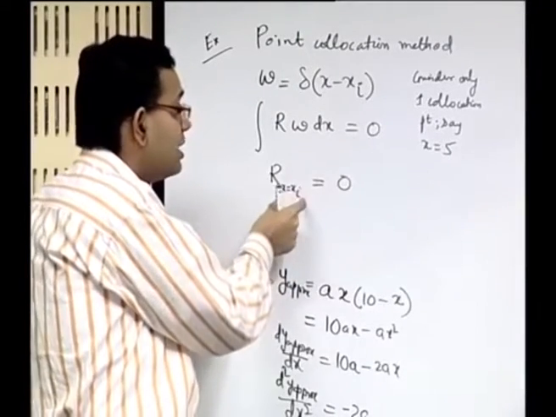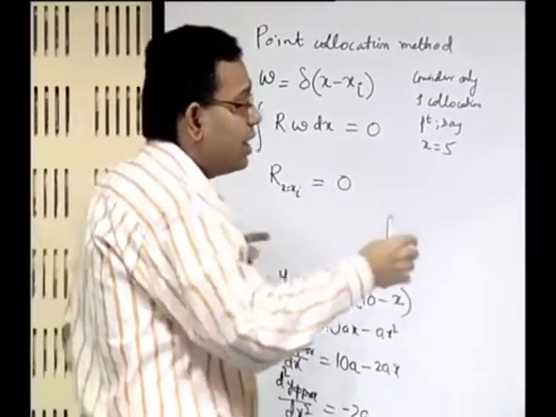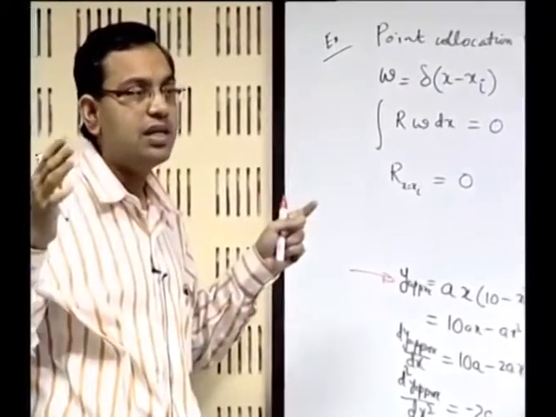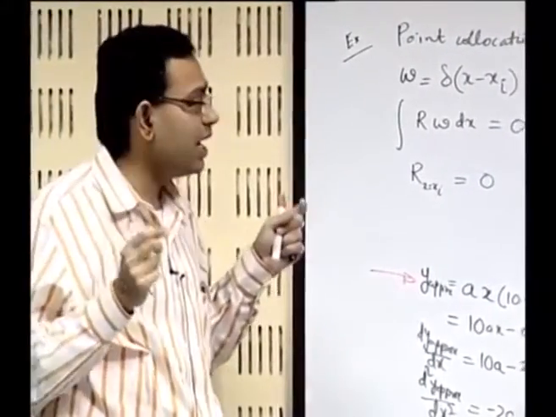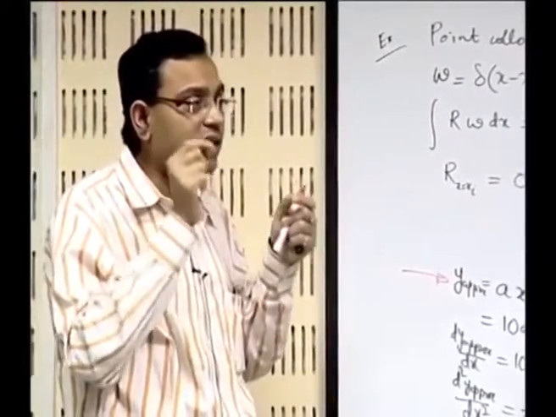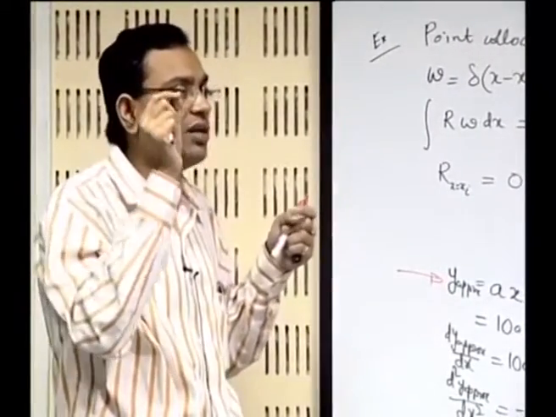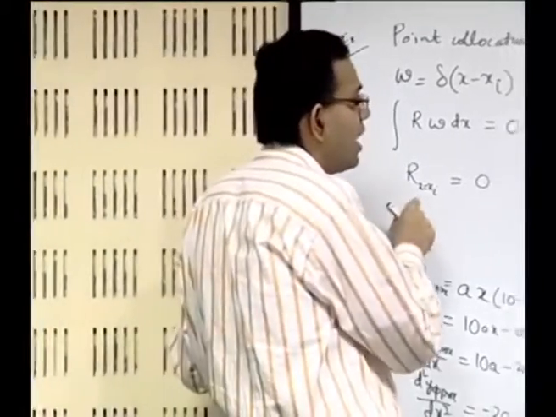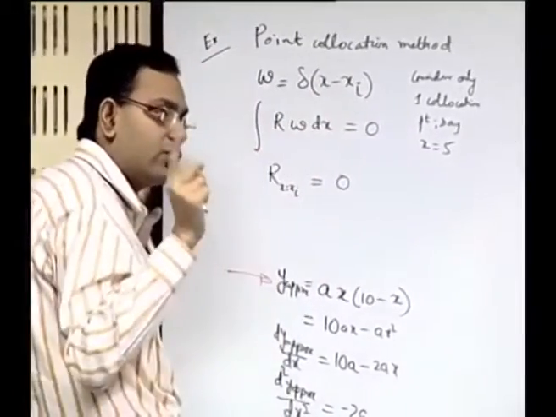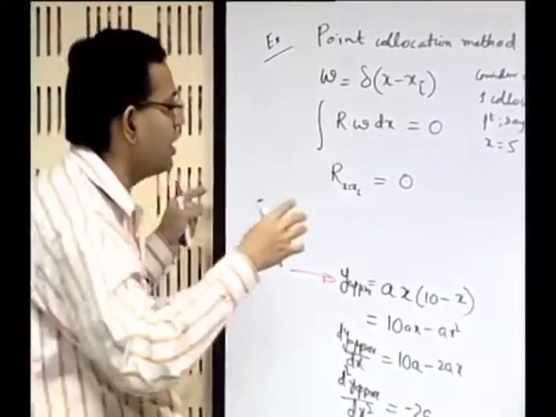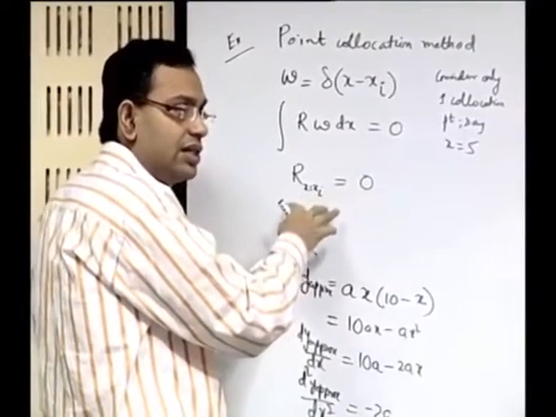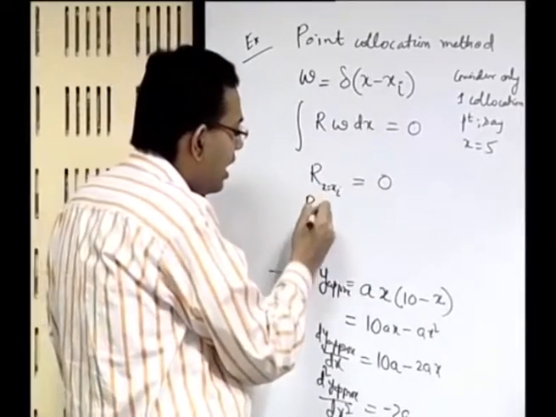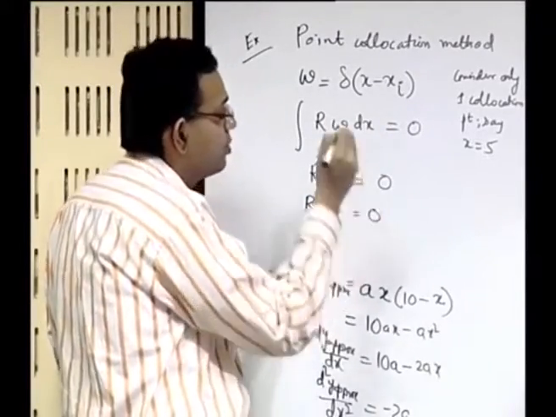This is the ideal thing. In general we are trying to minimize the error, minimize the sum of the residuals in some weighted sense. But here in the collocation method you are only focusing your attention on some specific points and trying to make sure that the corresponding errors are 0. So, at x equal to 5 you are considering only one collocation point. If you consider multiple collocation points, it will be the sum of the residuals at those points, but here you consider only one. So, r at x equal to 5 has to be equal to 0.